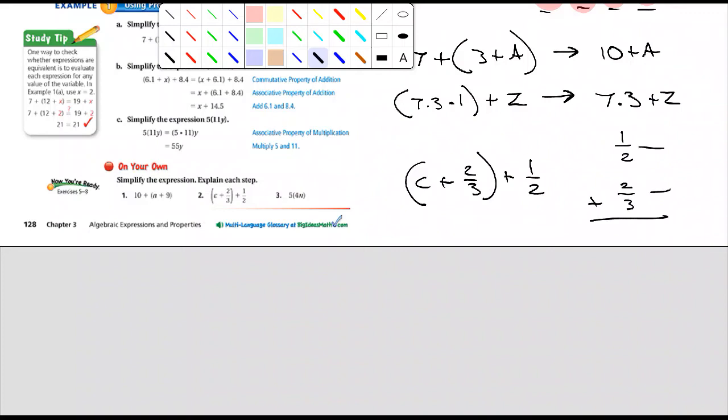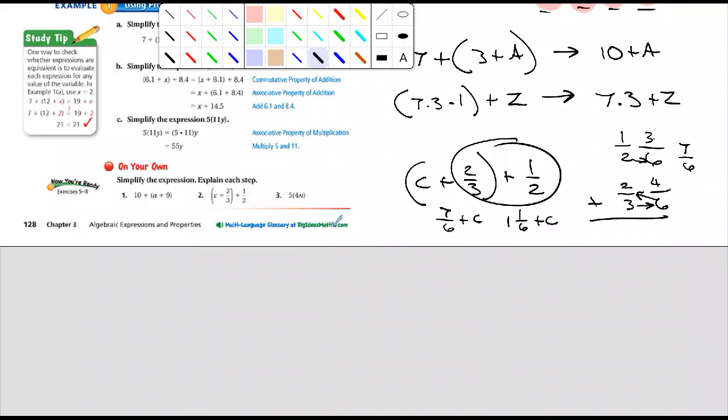What's the common denominator? 6. 2 goes into 6 3 times. Times 1 is 3. 3 goes into 6 twice. Times 2 is 4. So 4 plus 3 is 7/6. So it's an improper fraction, but that's okay. So I've added those two together because I can. What's left over? Plus. So it's 7/6 plus C. Or somebody might have actually changed this into a mixed number. Maybe they would put 1 and 1/6 plus C. Same thing. All right?